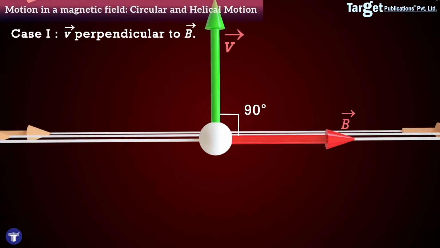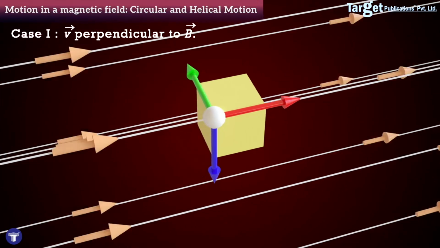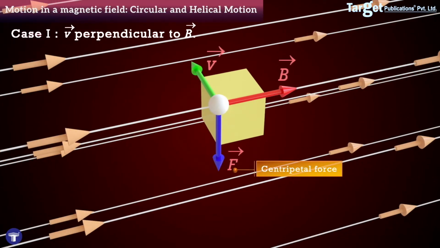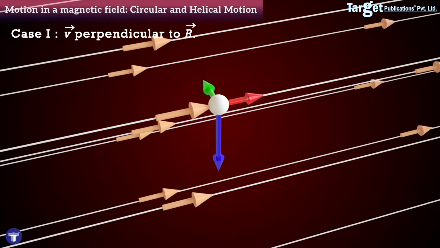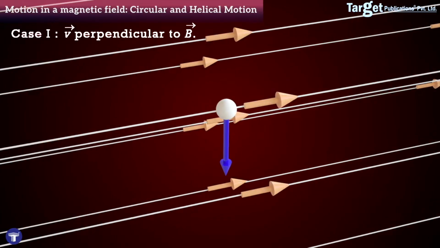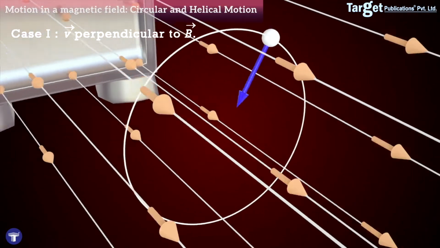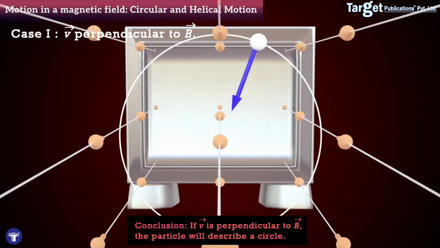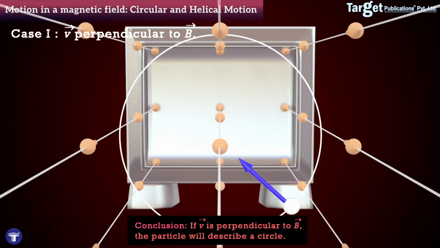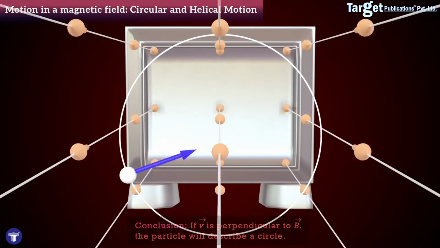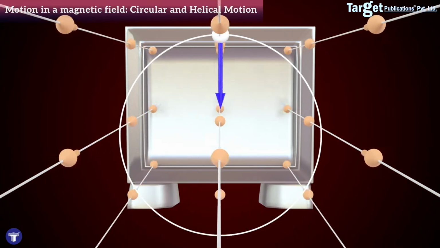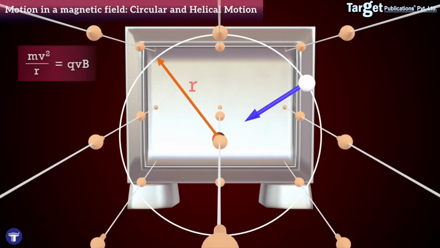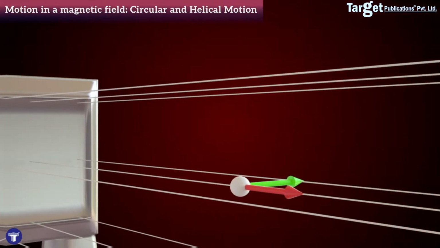the magnetic field. In this case, the perpendicular force Q v cross B acts as a centripetal force and produces a circular motion perpendicular to the magnetic field. The particle thus describes a circle if v and B are perpendicular to each other. The radius of such a circle is given by the formula mv squared upon r is equal to qvB.